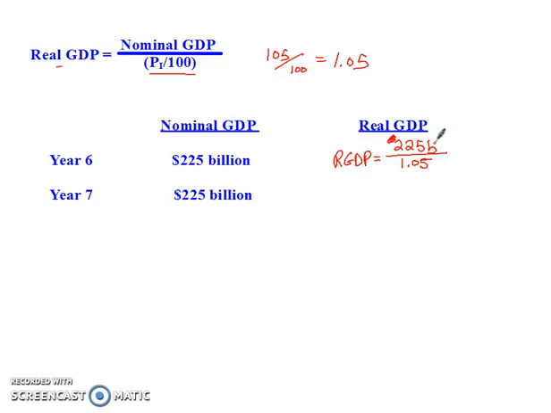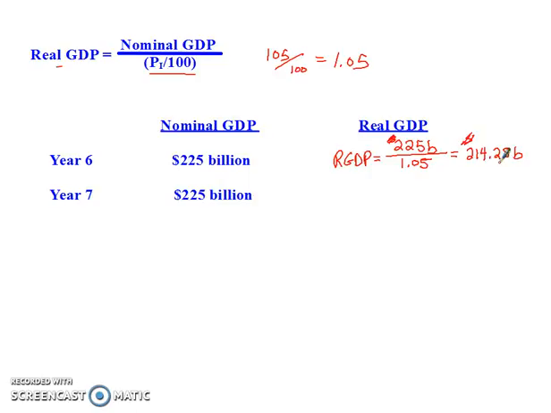So then I take the 225 billion divided by 1.05, and I get in year 6 the real gross domestic product, if you do this division, is $214.28 billion. Okay, so the real gross domestic product was a little bit lower than what the nominal made it look like. Now, let's compare that to year 7, because we still don't know.